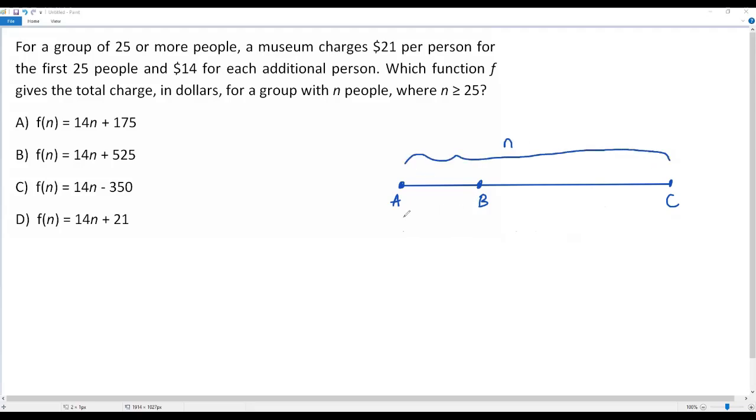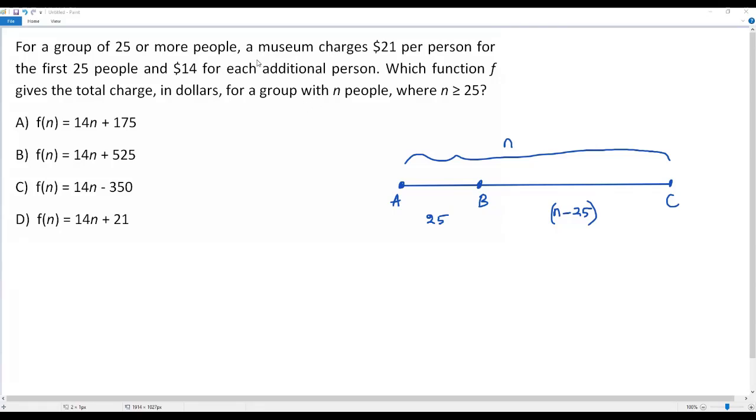And also let me assume the length of this line segment AB represents the first 25 people. Okay, then what is the length of this BC? To get the length of BC, we have to subtract the length of AB from the complete length AC, that is n. Then we get n minus 25. Here this 25 represents the first 25 people in the group, and this n minus 25 represents the additional people in the group apart from the first 25 people.